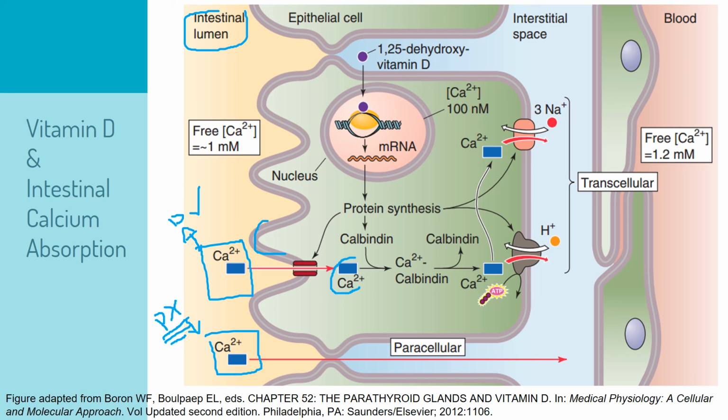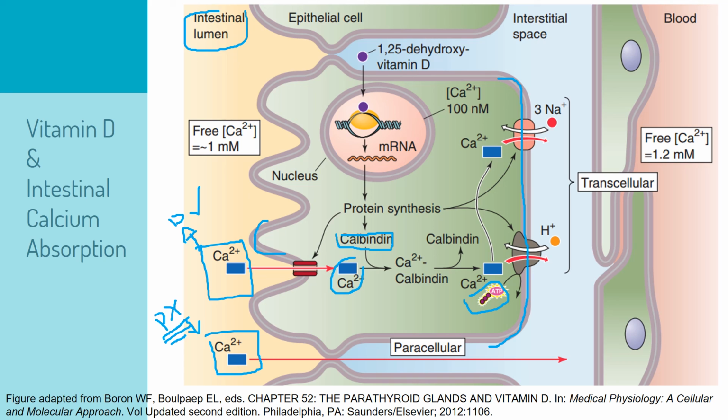Then inside the cell, calcium is buffered with several proteins. One of these is calbindin. Some of the calcium ions are taken up by cellular organelles such as the endoplasmic reticulum. After the calcium has been buffered, it exits the cell by two other mechanisms, either by a calcium pump, which requires ATP, or by a calcium-sodium exchanger, and both of these occur at the basolateral membrane.